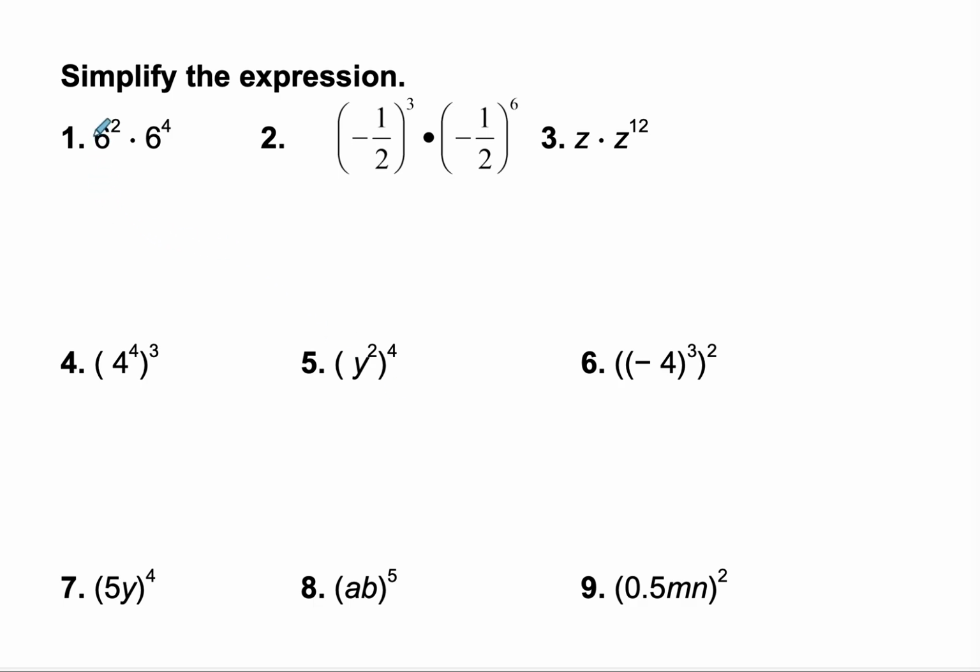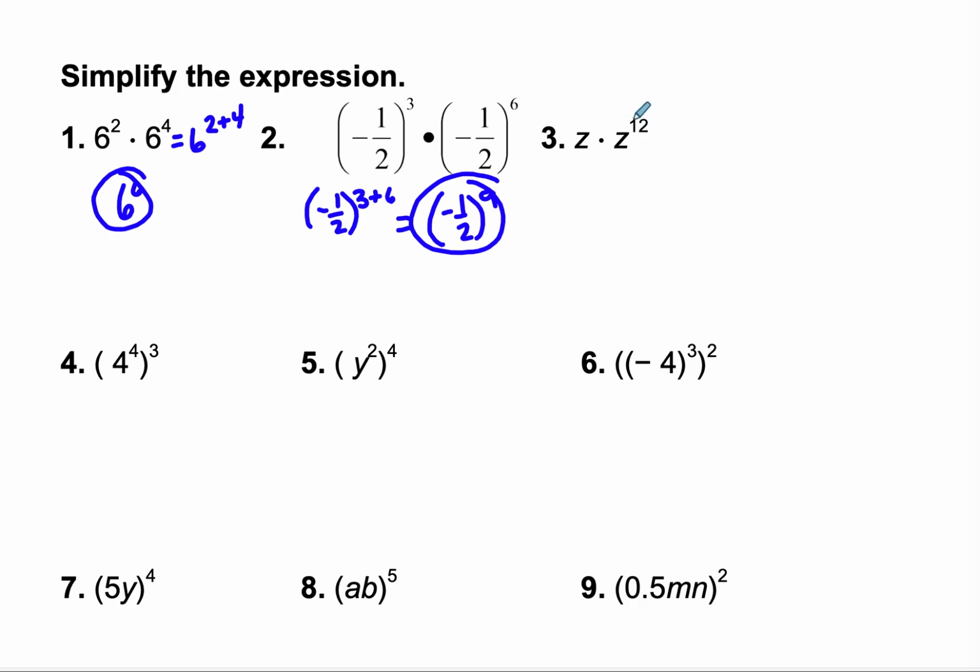All right, let's check our answer. So 6 squared times 6 to the 4th power. When we are multiplying with the same base, we can add those exponents. 2 plus 4 is going to give me 6 to the 6th power. All right, negative 1/2 to the 3rd power times negative 1/2 to the 6th power. So I do negative 1/2, and then I add 3 plus 6 to figure out how many I have, and I'm going to have negative 1/2 to the 9th power.